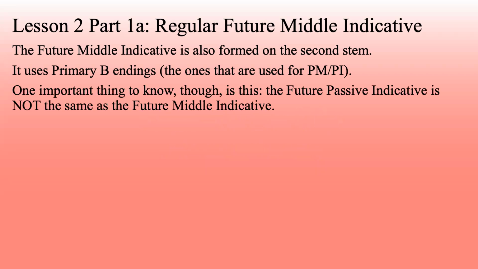One important thing to know, though, is this. The future passive indicative is not the same as the future middle indicative. Those are going to be two separate forms. And the future passive indicative is actually going to be formed on the sixth stem, not the second. So it's very weird. We'll get there when we get there. But for now, just know they are not the same. We'll learn the future passive indicative later.